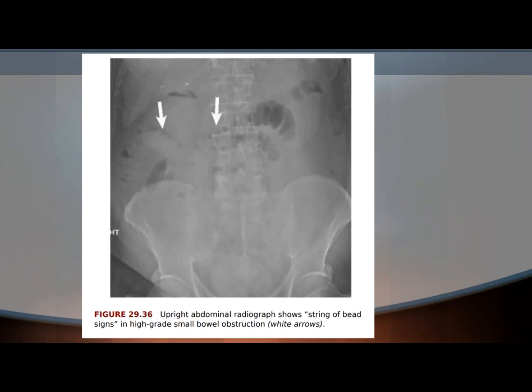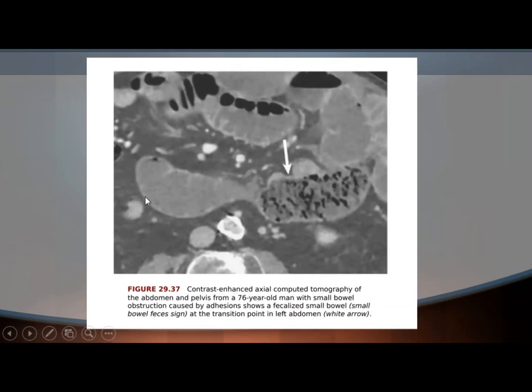Here, this is a patient, although it's written upright, I think the string of beads sign will be apparent on supine position. The air is trapped between the valvulae conniventes. You can point there, yeah. This is the string of beads sign. It's a sign of small bowel obstruction.